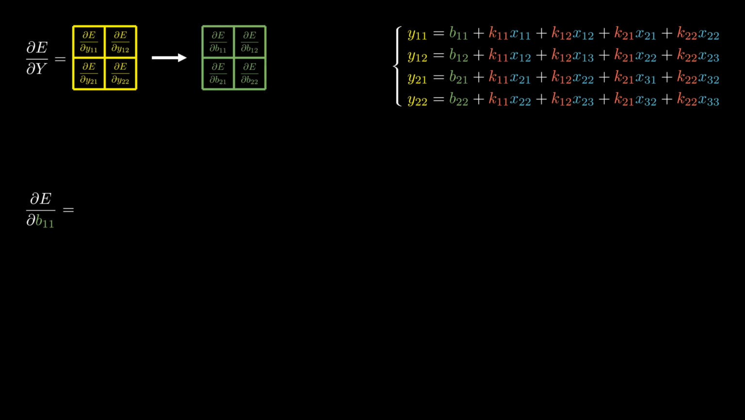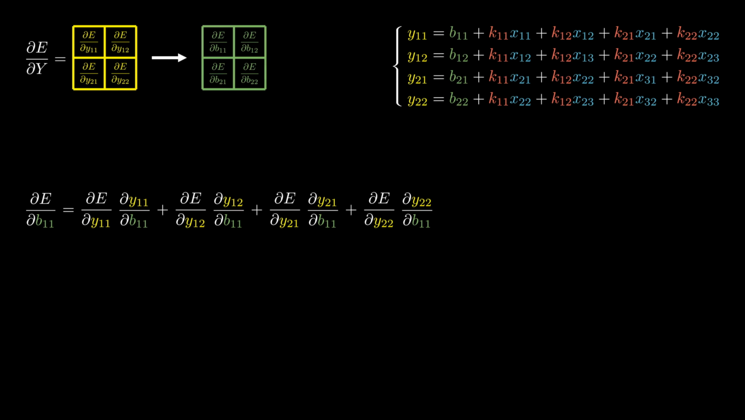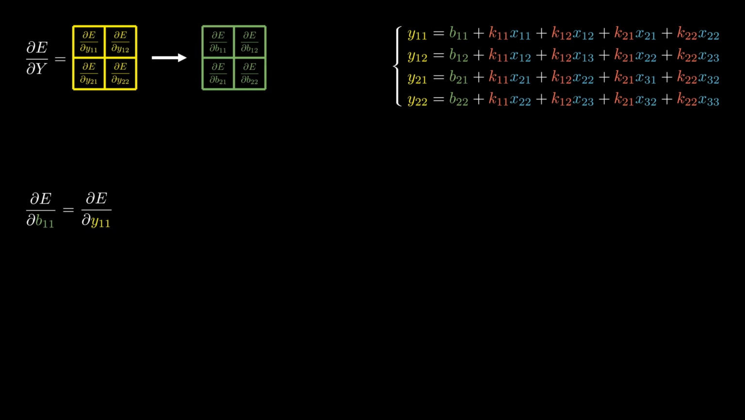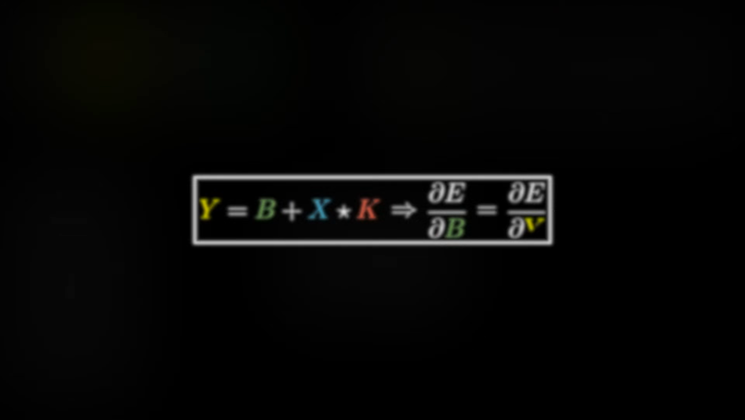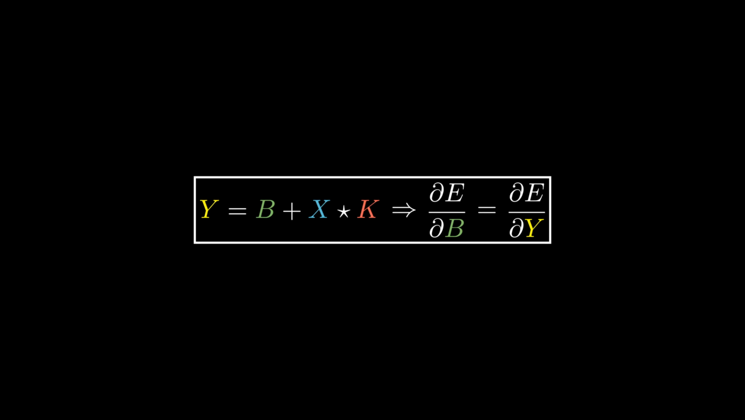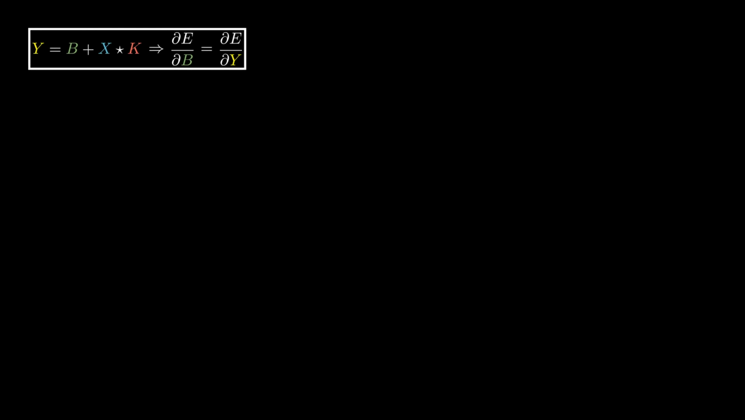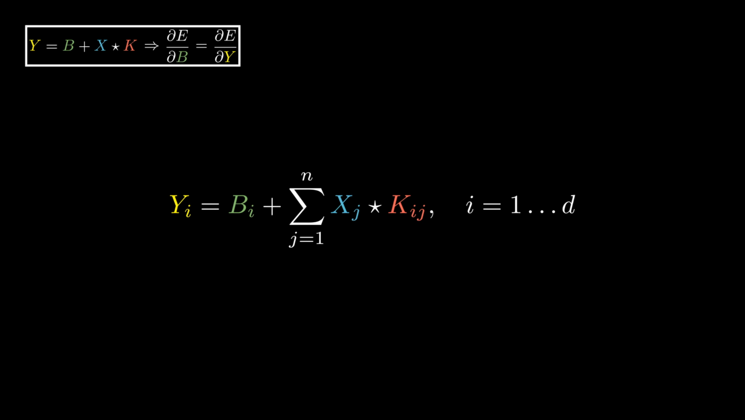Starting with B11, we expand the chain rule. These are the terms we are looking for. We notice that B11 only appears in the first equation, and therefore, the first derivative is 1 and the others cancel out. Doing the same thing for all the other variables, we can clearly see that the bias gradient is equal to the output gradient. This is what we found, but again, it's the simplified version of the problem. The actual equation is this.